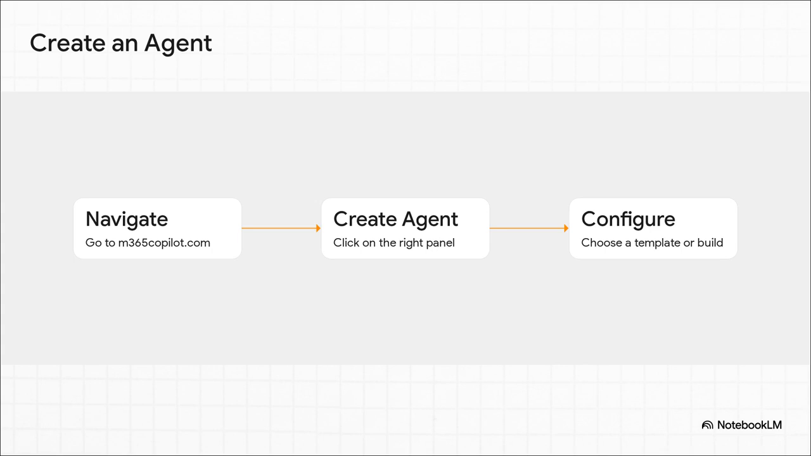It literally starts with 3 simple clicks. You just head over to m365copilot.com, glance over at the right side of the screen, and hit Create Agent. Just like that, you've got a lightweight Copilot Studio running right there in your browser.